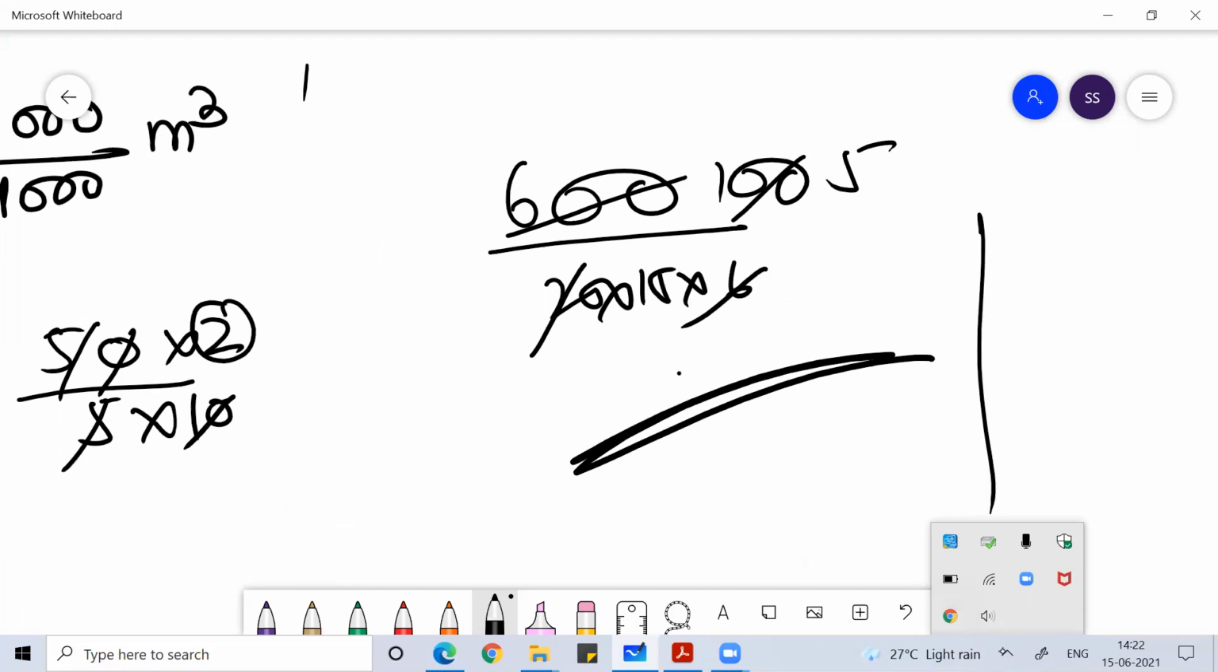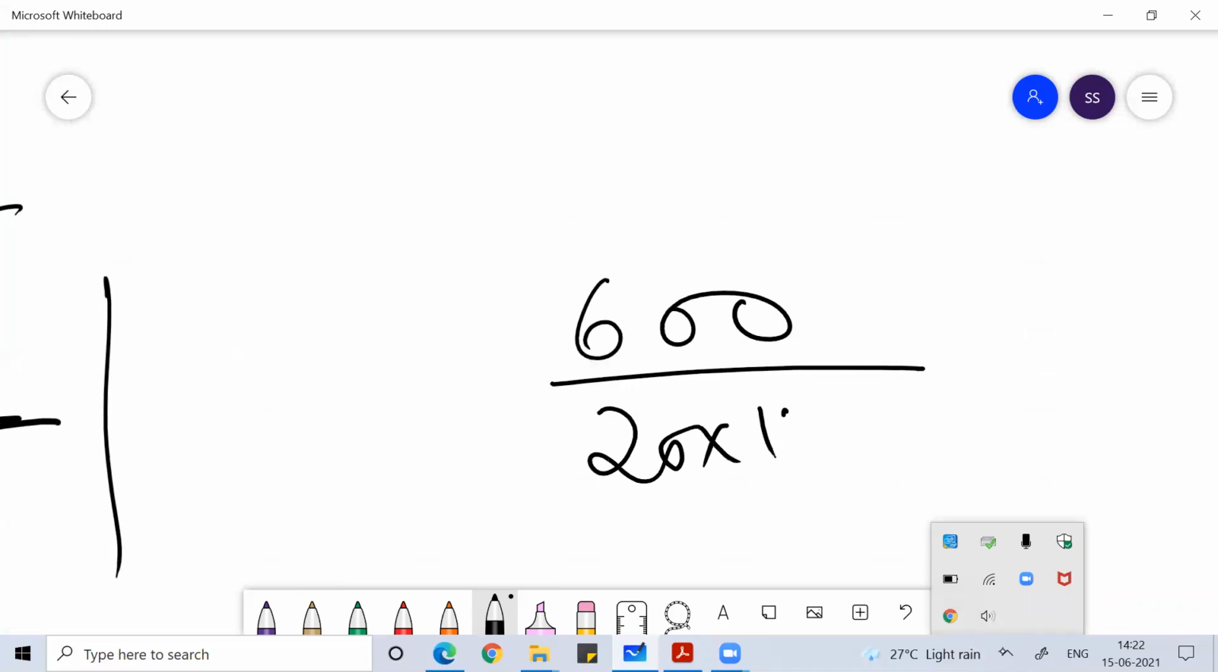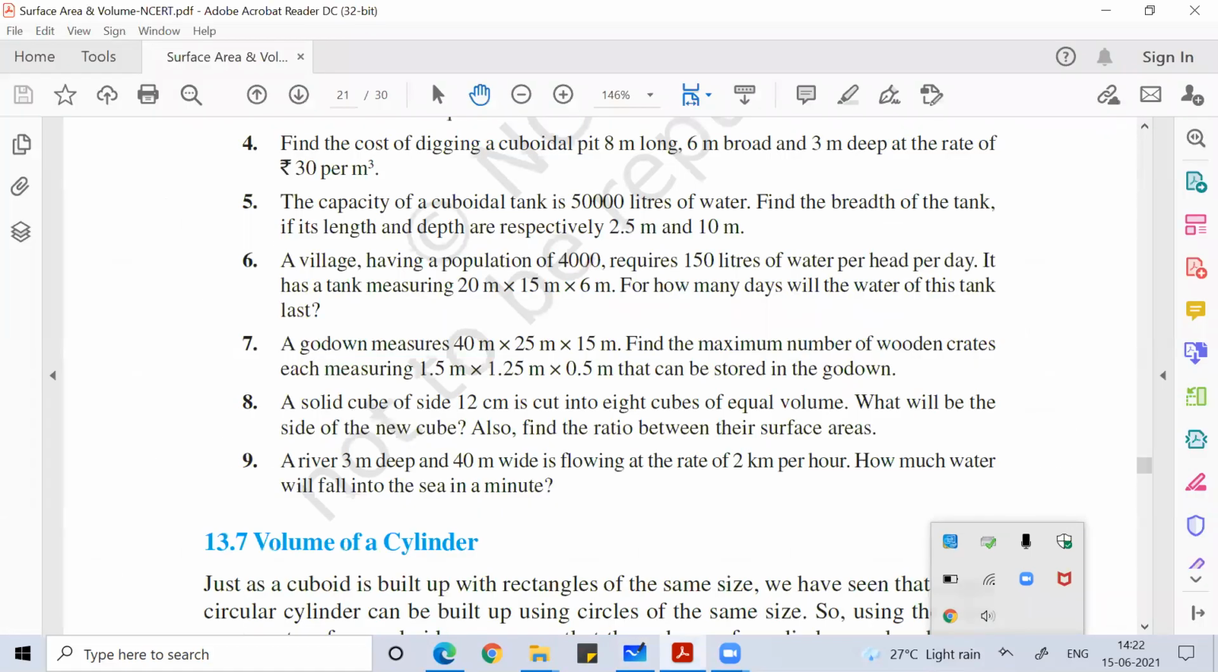So 600 divided by 20 into 15 into 6. This is 100. So then this would be 5. Then 1 by 3, I'm getting as the answer.